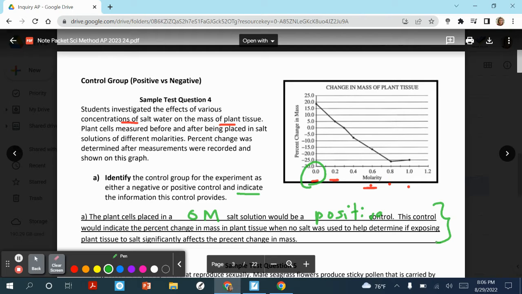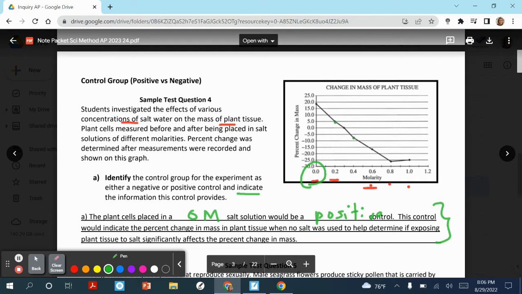So what this is really doing is giving us data. It's telling us that if you just expose a plant, you're going to see almost a 20% change in that salt water. And so then when we get these other data points, like we see a change of 5% and we see a decrease of about 7% of the plant mass, we can use the data from the control to compare and see how significantly changing the salt is affecting the percent change in mass.